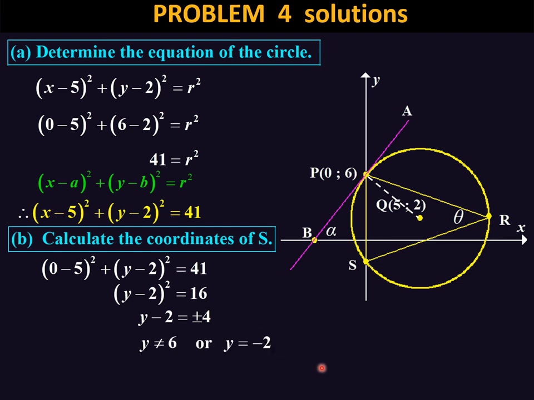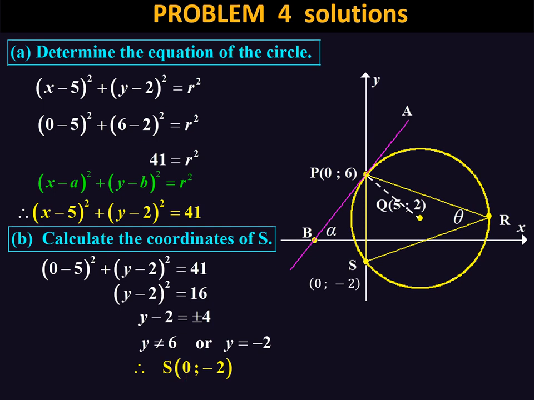Now, which one is S, right? So we already have P, so S has to be the negative 2. So S is (0, -2). And then, as usual, just insert it in your diagram. So if you need it for the next part of the question, you don't have to go and look amongst your calculations here.